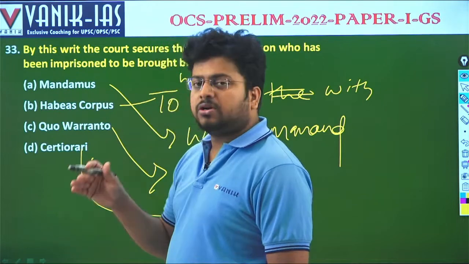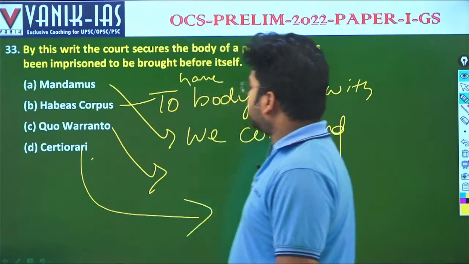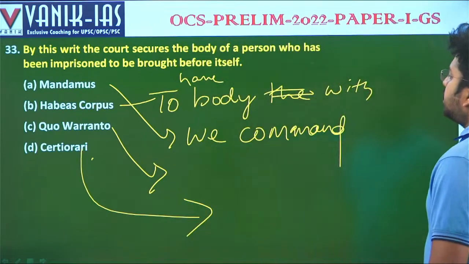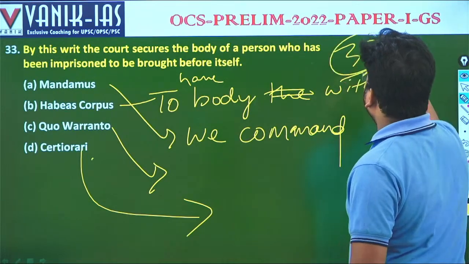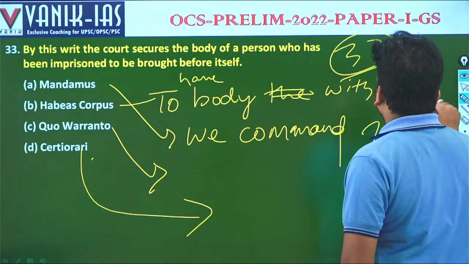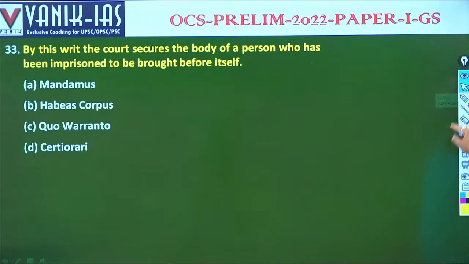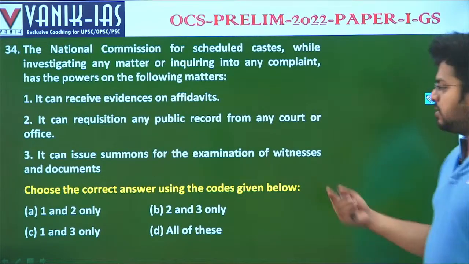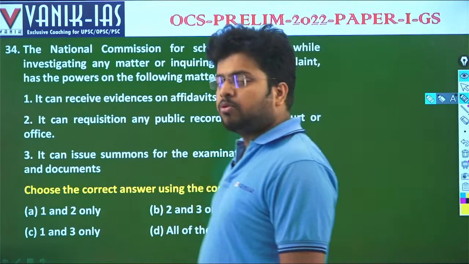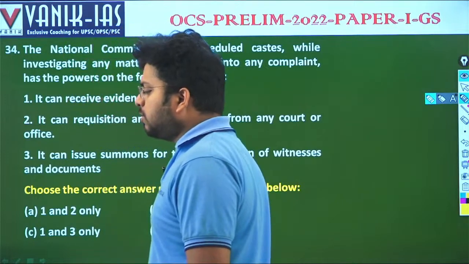which prohibits a lower court from giving a particular verdict in a particular case. So this is called the writ jurisdiction of the Supreme Court, Article 32, and in case of the High Court it is Article 226. Another writ is prohibition. In certiorari, the higher court will take the case from the lower court. In prohibition, it will just forbid the lower court.